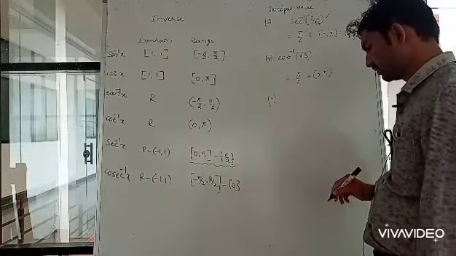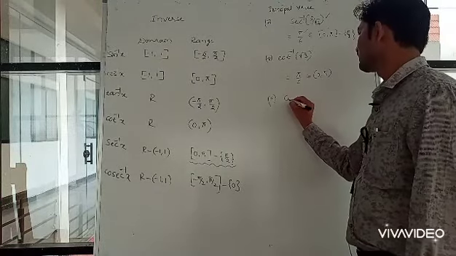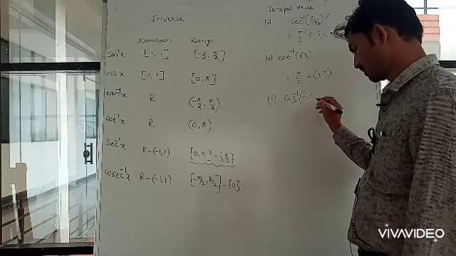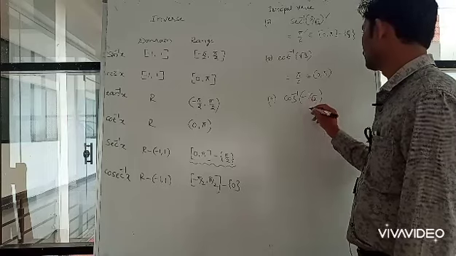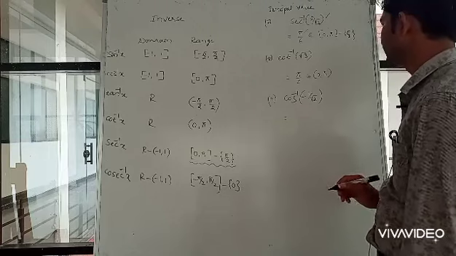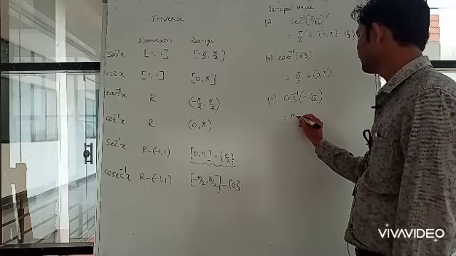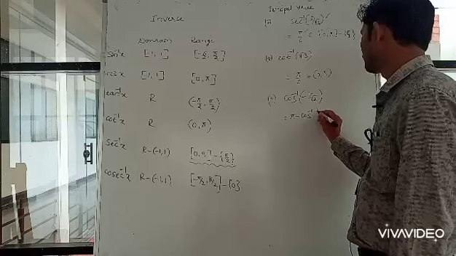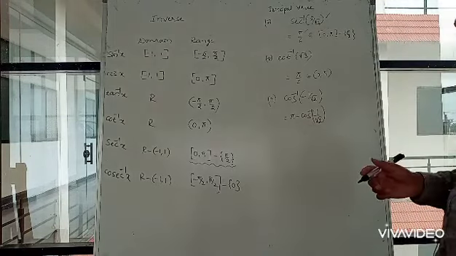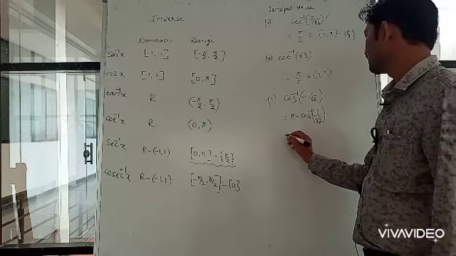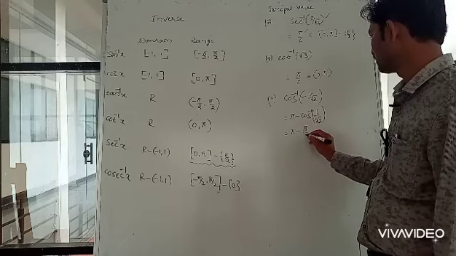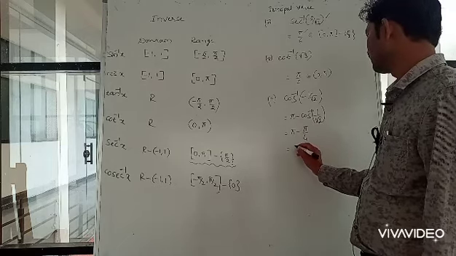Then next example, cos inverse of -1/√2. Here cos inverse of minus theta is there. Cos inverse of minus theta we can write as π minus cos inverse of 1/√2. There is one property, which we will discuss later on, which is equal to π minus cos inverse of 1/√2, that is π minus π/4, which is 3π/4.